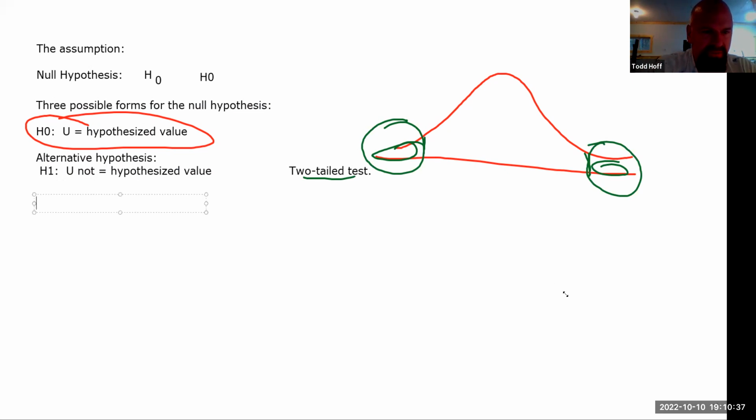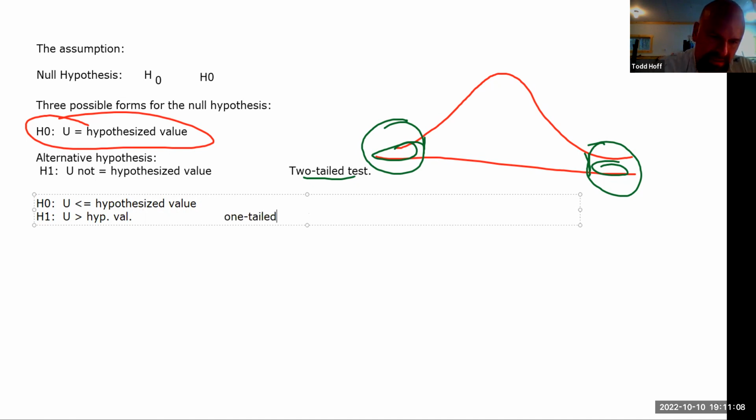The second form of the null hypothesis is that the mean is less than, I should say less than or equal to, the hypothesized value. The or equal to always goes with the null hypothesis. Now, the alternative, H1, is that the mean has to be the opposite, greater than the hypothesized value. And this is what we would call a one-tailed, right-tailed, or upper-tailed test.